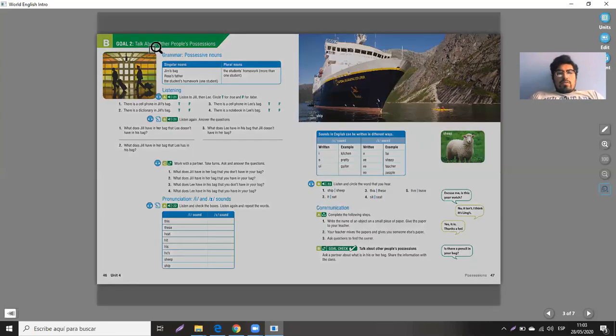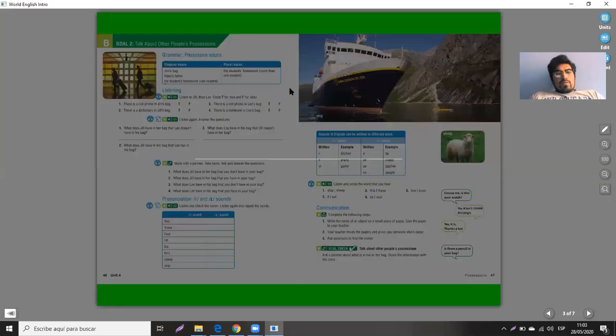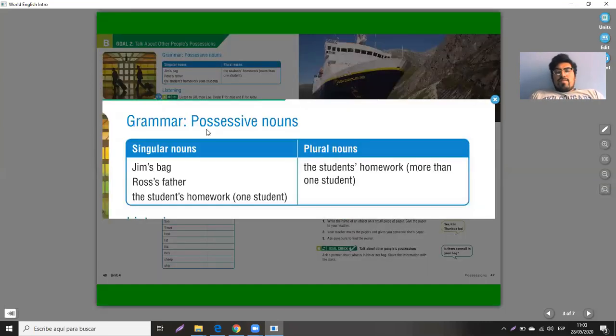Okay, now the grammar for today, for this part, is possessive nouns. Do you remember possessive adjectives? Yeah. So my, your, his, her. These are not possessive adjectives. These are possessive nouns. Okay.